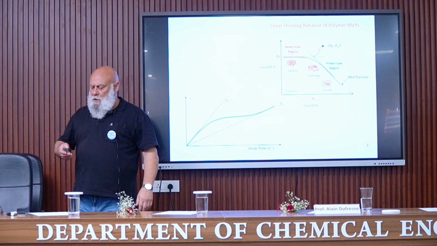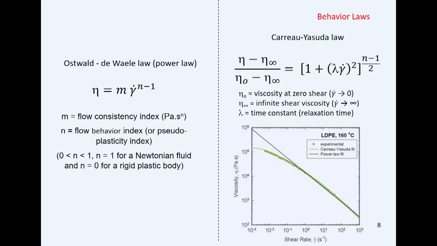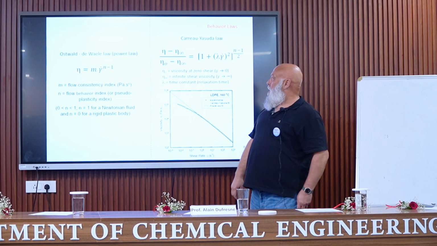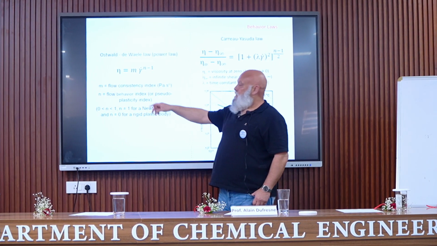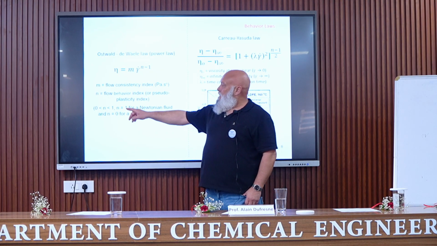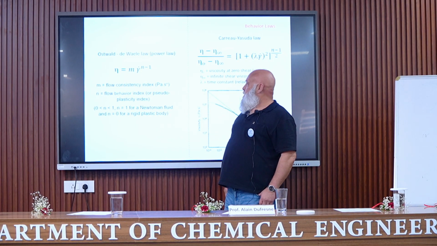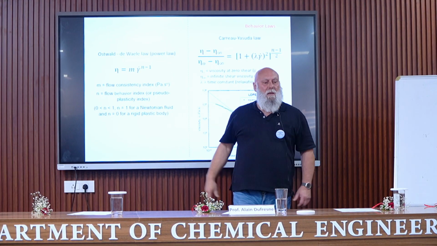So different laws have been proposed to describe this behavior. The most used is called the power law. It is this law where you can see that the viscosity is linked to the shear rate, and there are two parameters, M, which is the flow consistency index, and N, which is the flow behavior index. This parameter is between 0 and 1. It is 1 for a Newtonian fluid, because you can see that in this case, there is no dependency of the viscosity on the shear rate.